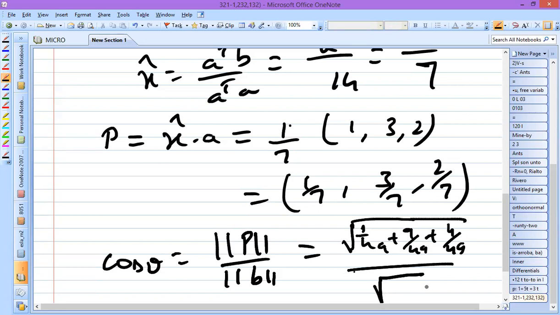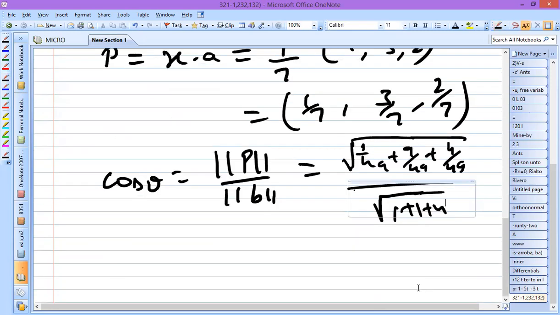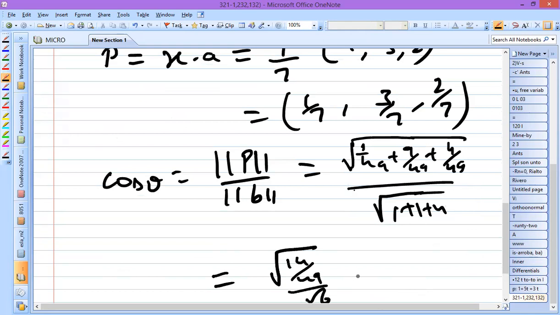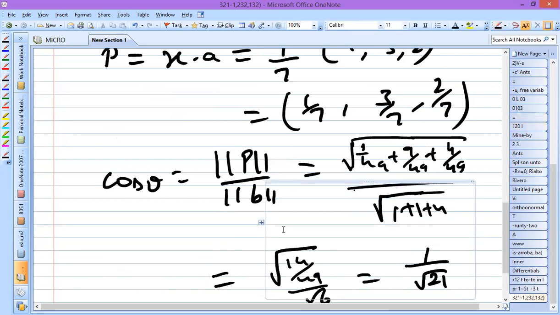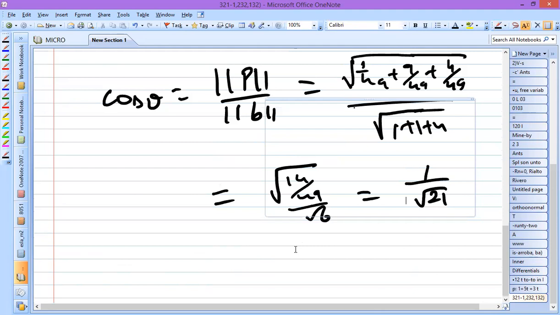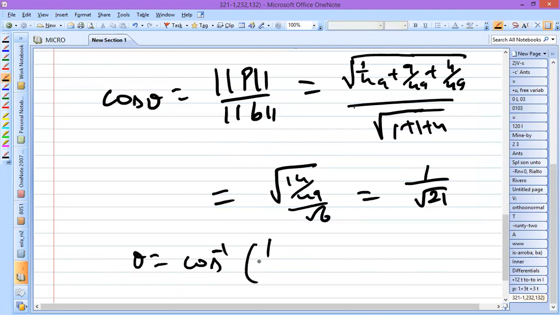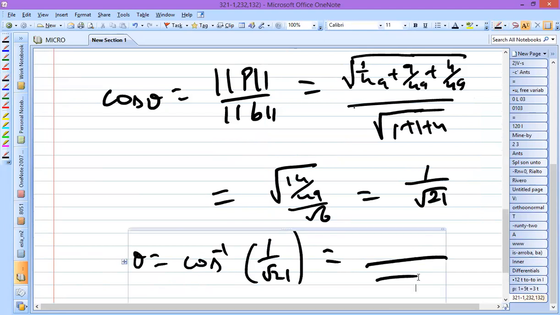B is 1 plus 1 plus 4. So this is equal to square root of 14 by 49 divided by root 6. Then when you simplify, you will get the answer as 1 by root 21. So cos theta is equal to 1 by root 21, and using this you can get the theta value. Theta is cos inverse of 1 by root 21. So you can calculate the angle and give the answer.